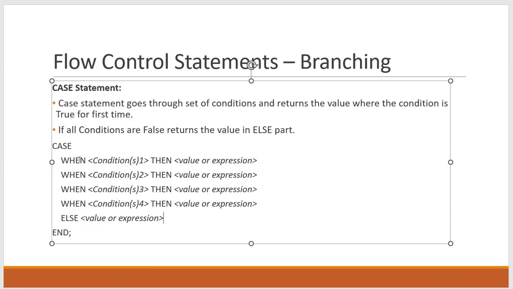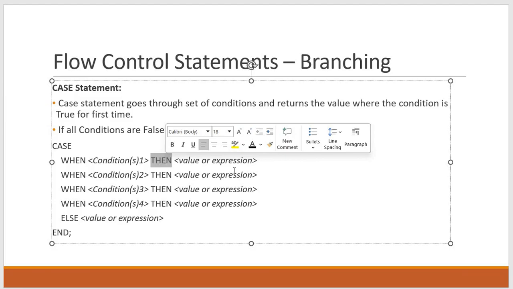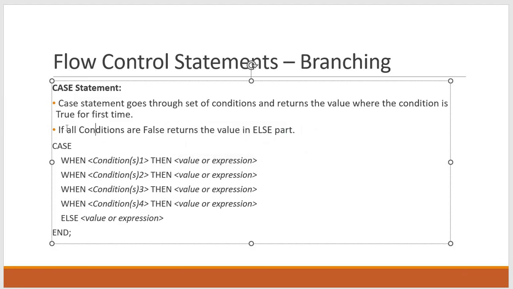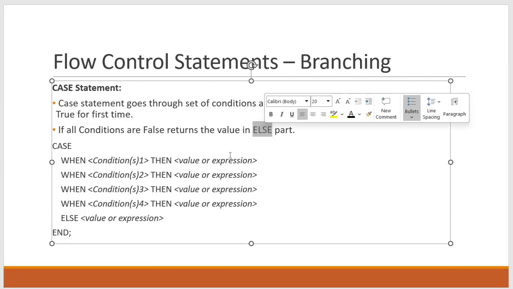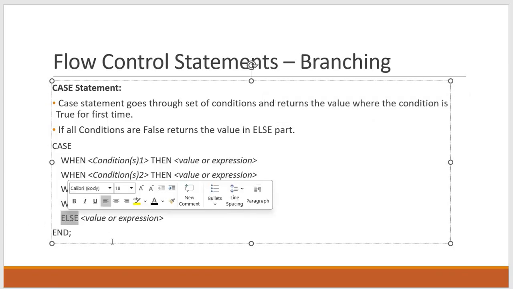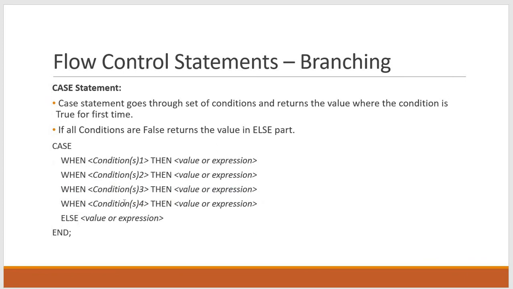Whenever the condition is true for the first time, it will return the value mentioned in this then block. If all conditions are false, then it returns the value in the else part. This is very simple. This is how a case statement works. We'll see the same with small examples, then you will understand better.